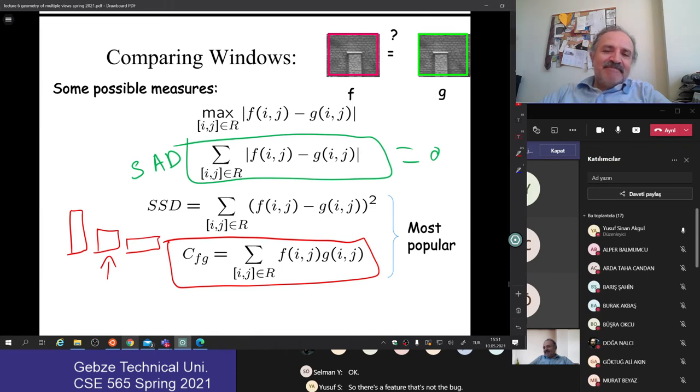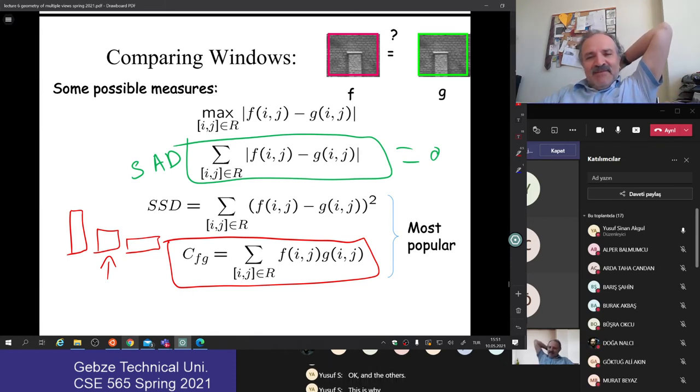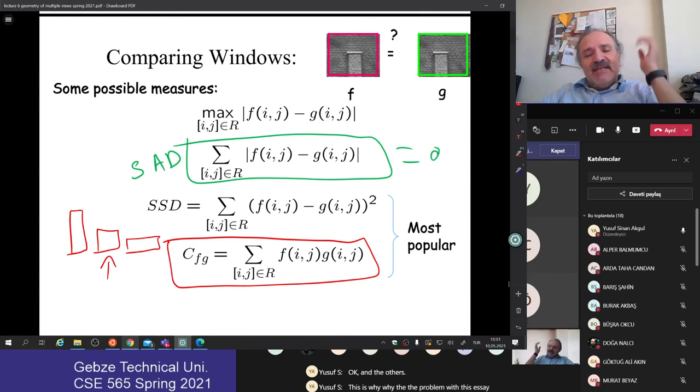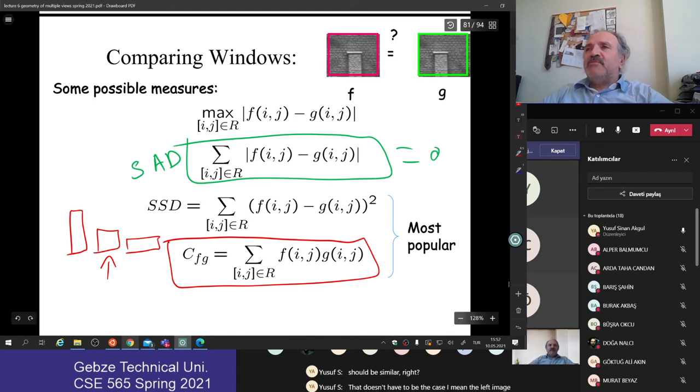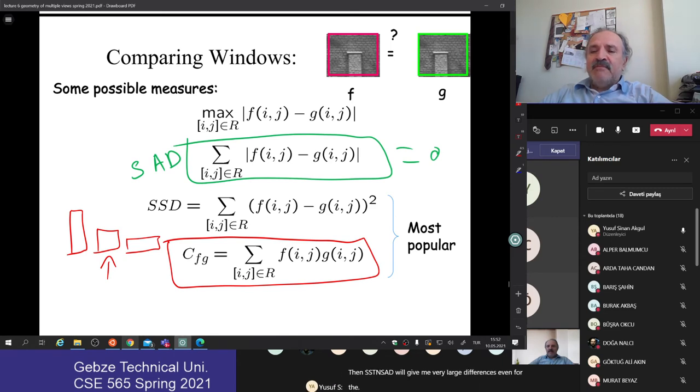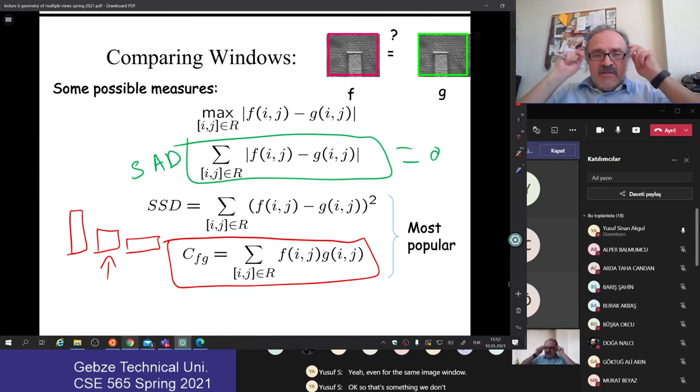Okay, any other guesses why the problem with SSD? Well, here the SSD is trying to say that if F and G are similar, the pixels should be similar, right? That doesn't have to be the case. I mean, the left image would be a little bit brighter than the right image. If there is a brightness difference between left and right, or a contrast difference between left and right, then SSD and SAD will give me very large differences even for the same image window. Okay, so that's something we don't like, and we are trying to address it right now.